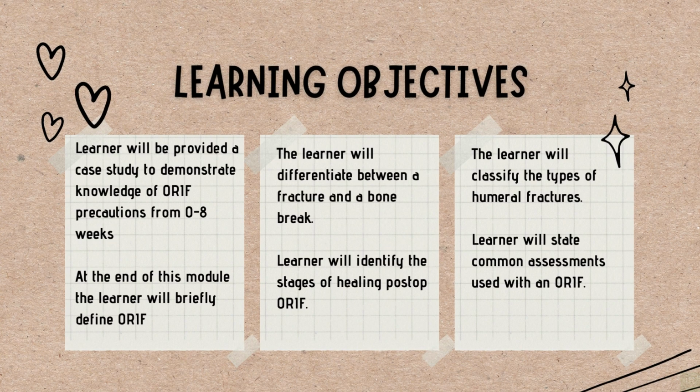Following the completion of this lecture, you will be able to demonstrate knowledge of ORIF precautions by completing a case study. You will be able to briefly define ORIF. You will be able to differentiate between a fracture and a bone break. You will identify the stages of healing post-op. You will be able to classify the types of humeral fractures, and lastly, you will state the common assessments that are used with an ORIF.